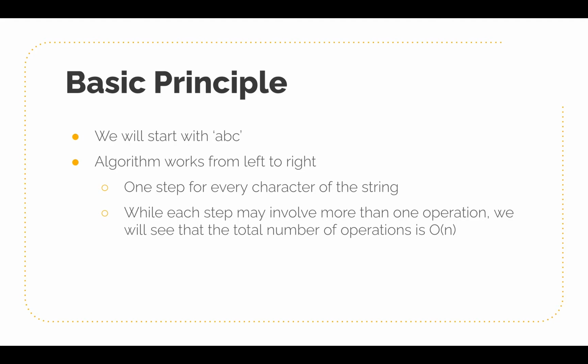So we will first start with a very simple string with no repeated characters, which is ABC. The algorithm works in steps from left to right. There is one step for every character of the string. Each step might involve more than one individual operation, but we will see at the end that the total number of operations is O of n.